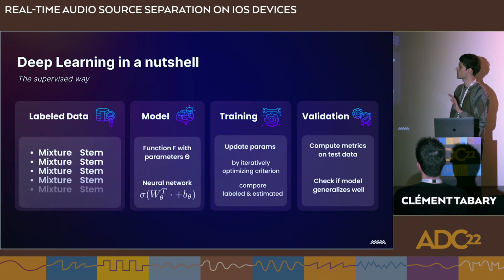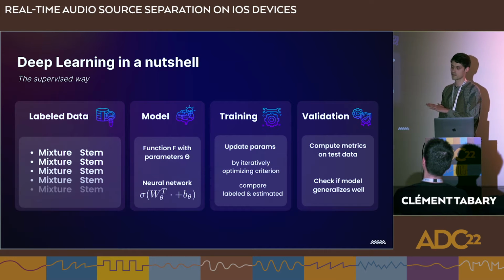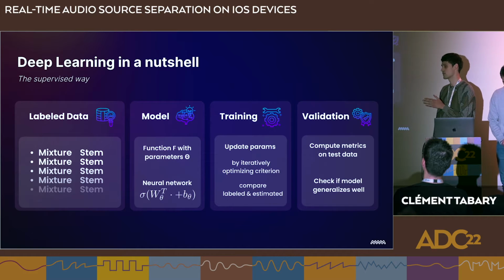When we are done with the training phase, then we validate it. So we give ourselves some metrics. We compute them on unseen data. If the model generalizes well on this unseen data, we are done.